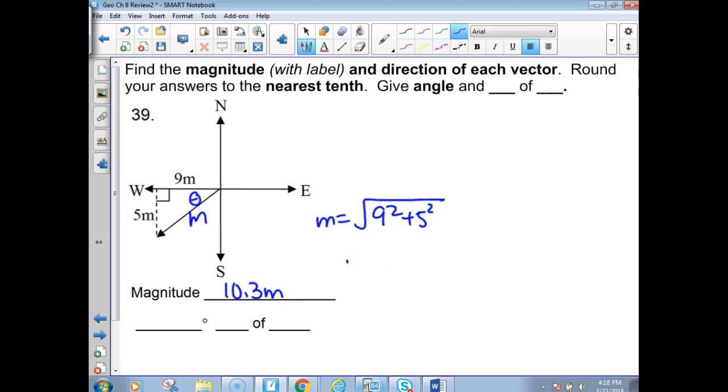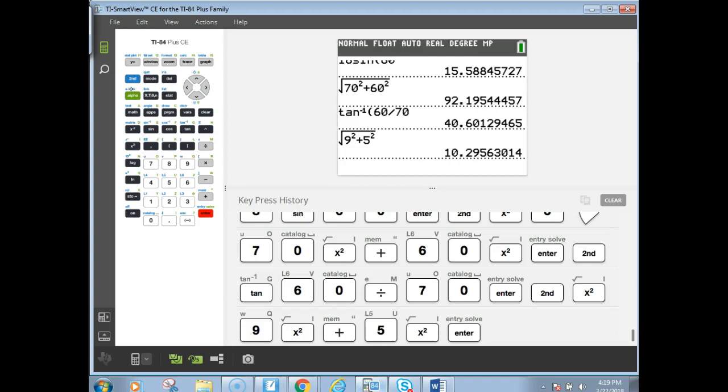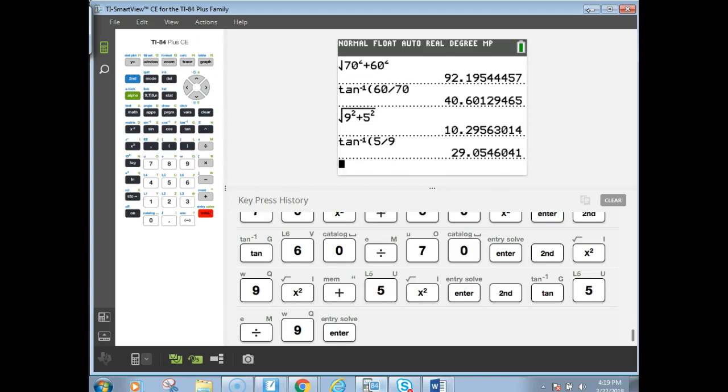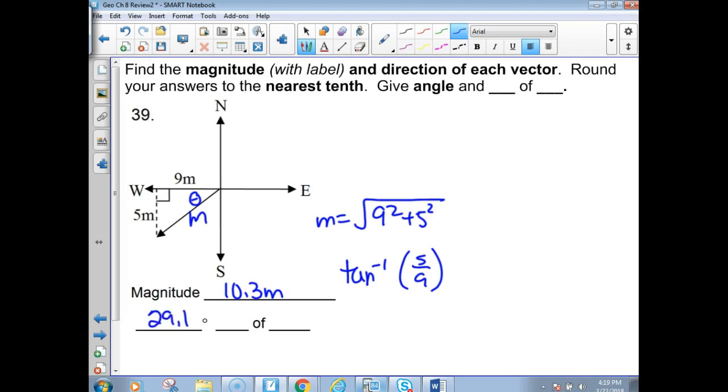And then we have to find the angle by doing second tangent of 5 divided by 9. It has to be 5 over 9 because that's opposite over adjacent for the tangent, change in y over change in x. Second tan 5 divided by 9 will give us, come on, doesn't want to work for me here. There we go. 29.1 degrees. This is opening from the west towards the south, so it's 29.1 degrees south of the west.